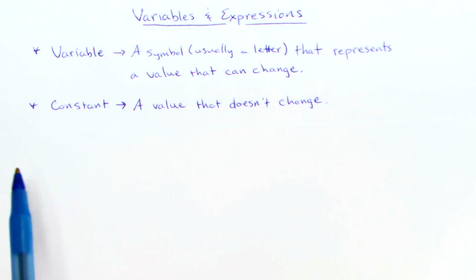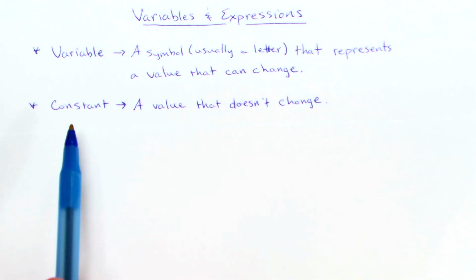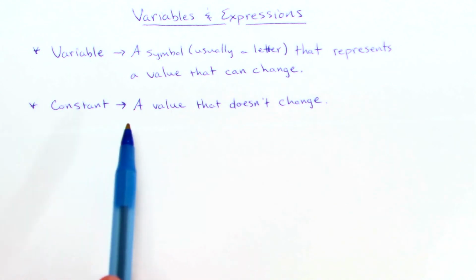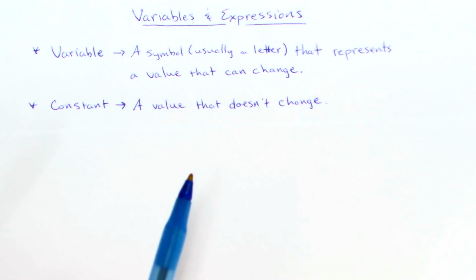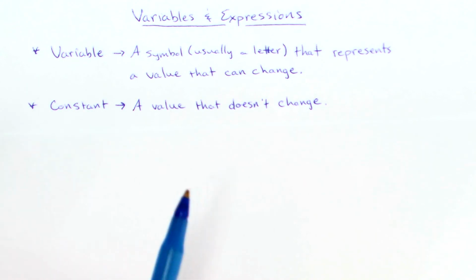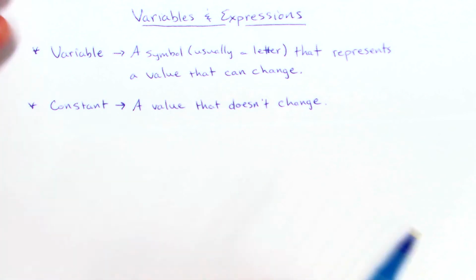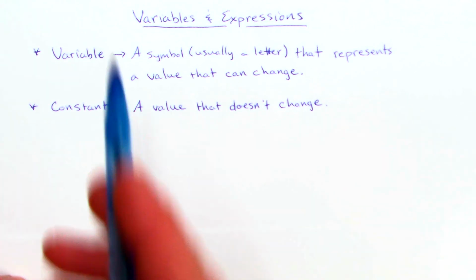Now, along with the variables, we have a constant. A constant is a value that doesn't change. So now, as we work with variables and expressions, we're going to use a process called substitution. So let's take a look at an example here and get started.